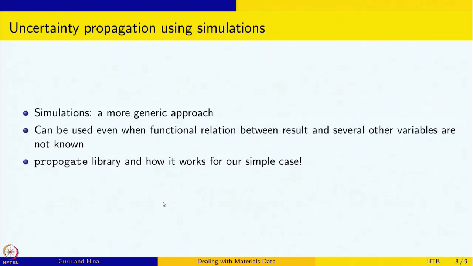There is one more way of doing uncertainty propagation, that is using simulations. And using simulations is a more generic approach. It can be used even when functional relations between the result and several other variables are not known. And there is a library called Propagate, and so you can use that to solve any of the complex problems of uncertainty propagation. And we are going to do a few examples of that later. But for now, I want to take the same simple case, it is a very, very simple case. Can we just use Propagate and find out how the error propagation happens?